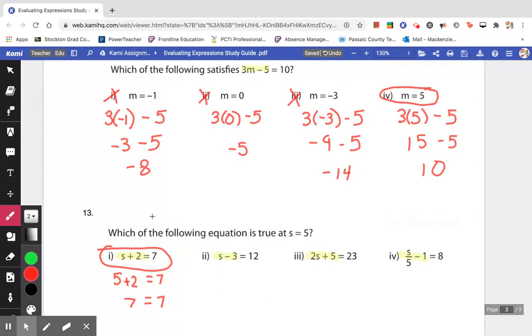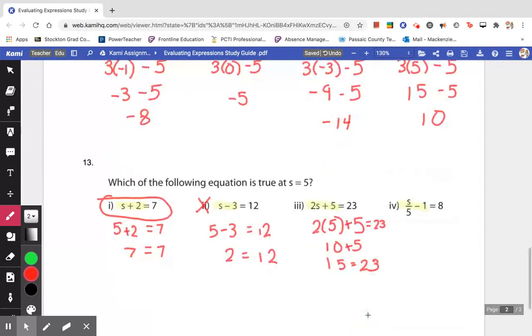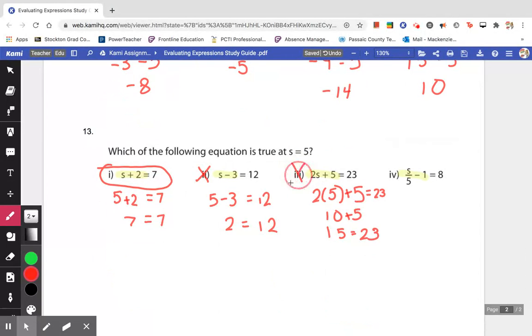However, if we wanted to try all of them, if I do s minus 3, that's 5 minus 3 equals 12. 5 minus 3 is 2, so 2 equals 12, and that is not true. So that's why this one is not the answer. If we do 2 times 5 plus 5 equals 23, 2 times 5 is 10 plus 5, so we get 15 equals 23. And again, that is not true, so this is not the answer.